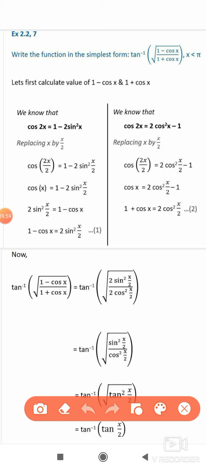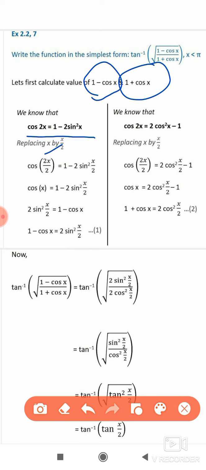Write the function in the simplest form: tan inverse of under root 1 minus cos x over under root 1 plus cos x. What you have to do is just put the formula of 1 minus cos x and 1 plus cos x over here. See students, cos 2x is equal to 1 minus 2 sin square x, and replacing x by x by 2, you will get cos x is equal to 1 minus 2 sin square x by 2. So 2 sin square x by 2 is equal to 1 minus cos x.